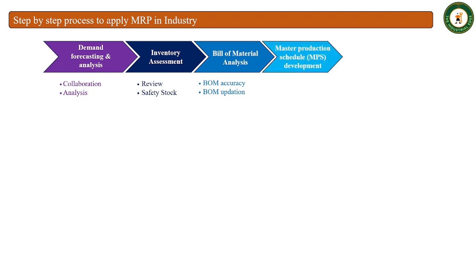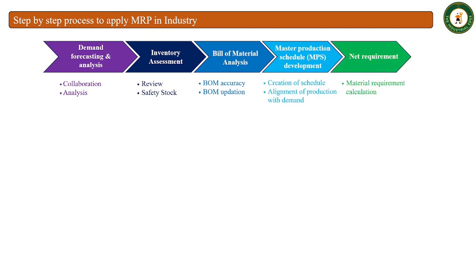Fourth step, master production schedule development. Create a detailed production schedule based on demand forecast, customer orders, and inventory levels. Align production with demand while considering capacity constraints and lead time.